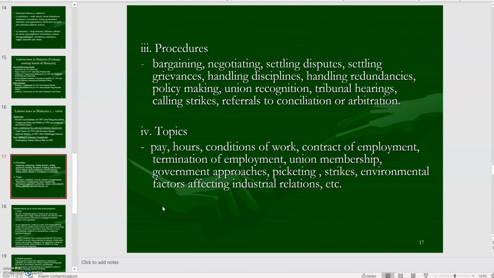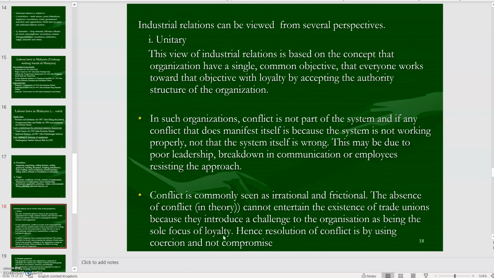And the topics under IR would be pay, hours, conditions of work, contract of employment, termination of employment, union membership, government approaches, picketing, strikes, governmental factors affecting IR. Okay. So now we'll look at the perspectives in IR.